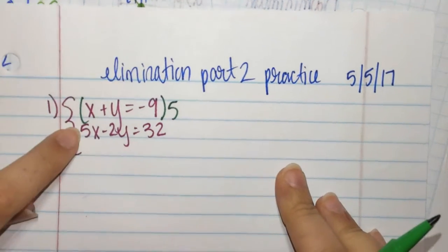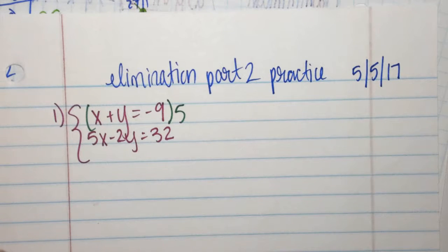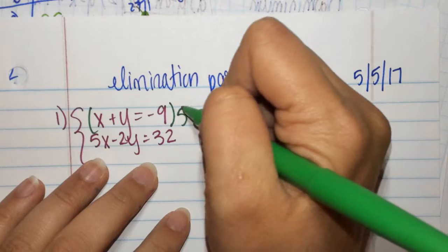And he chose 5 because this is a 5 right here. We're trying to cancel our X's. If we wanted to eliminate our Y's, what could we multiply by? By positive 2. Yeah, positive. Alright, so let's distribute this 5.